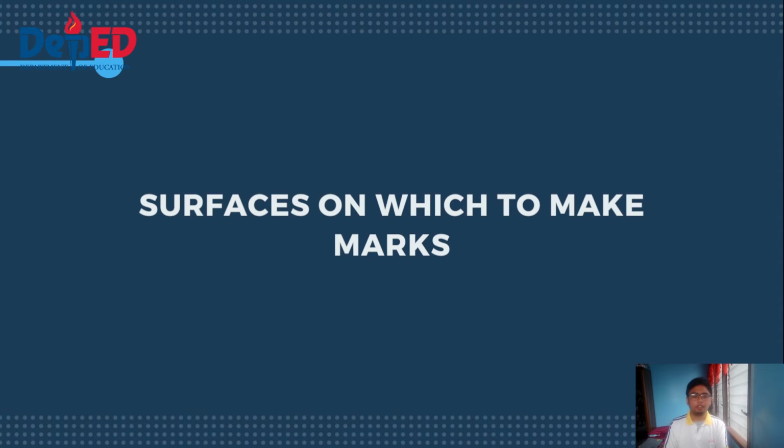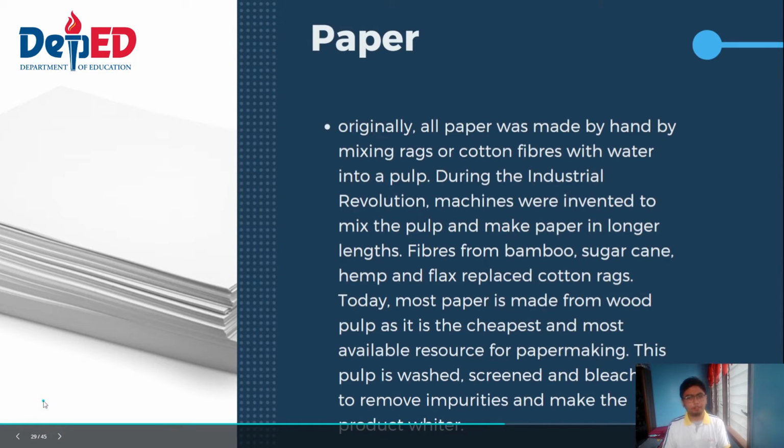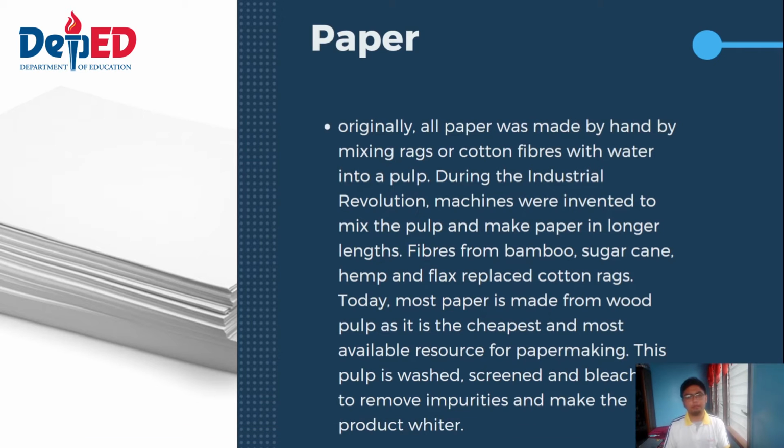Then let's continue with surfaces on which to make marks. So basically, paper. Originally, all paper was made by hand by mixing rags or cotton fibers with water into a pulp. So basically, that is the way to create paper in the past. But now, we are more on the mechanical way. So we use fibers from bamboo, sugarcane, hemp, or flax instead of cotton. But now, we focus more on wood pulp because it's really cheap.